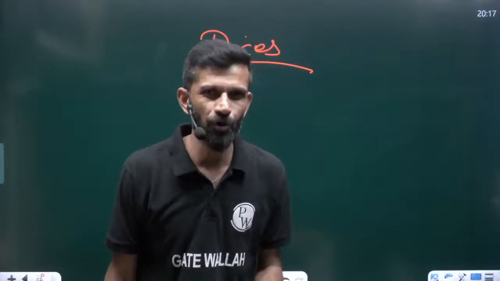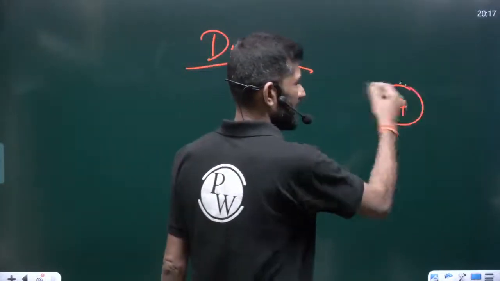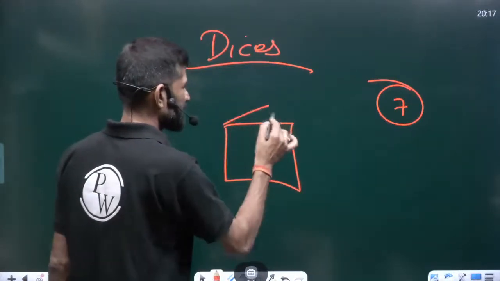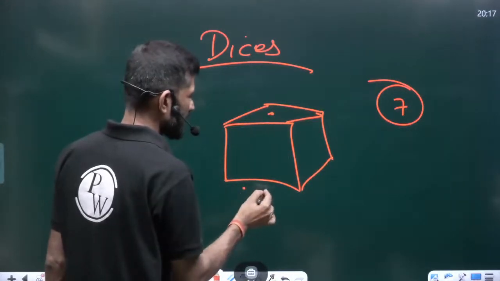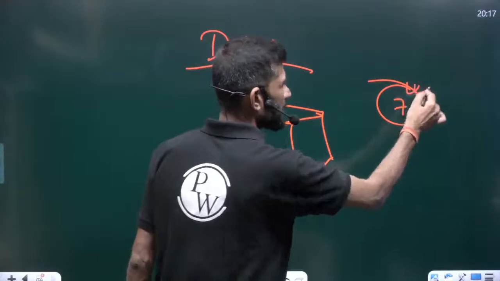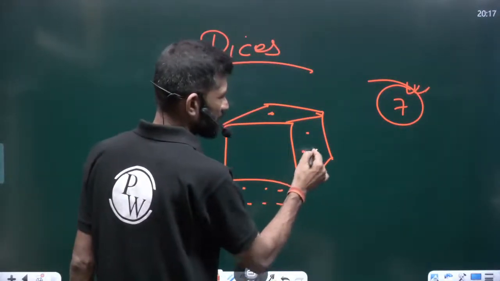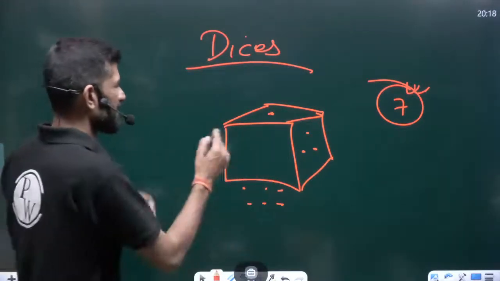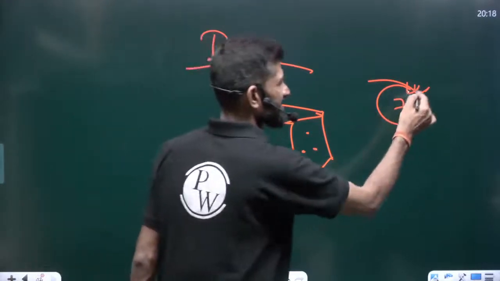Or else, you can even say the sum of the opposite faces of the dice which you use in Ludo will always be 7. I mean to say, if the top face is 1, the bottom face will definitely be 6. So 1 plus 6, the total sum is 7. If the right side is 3, then the left-hand side will definitely be 4, because 3 plus 4 is 7.